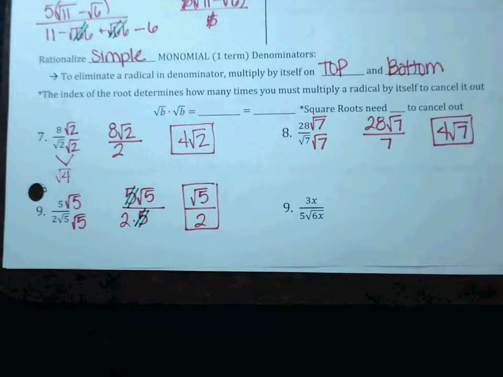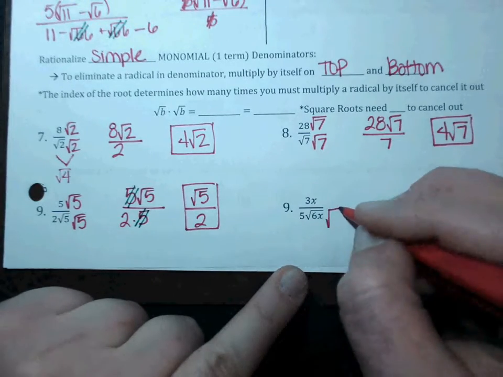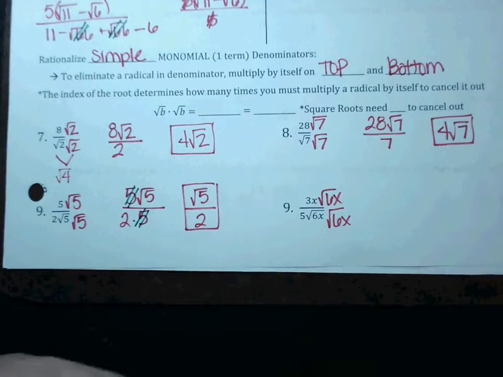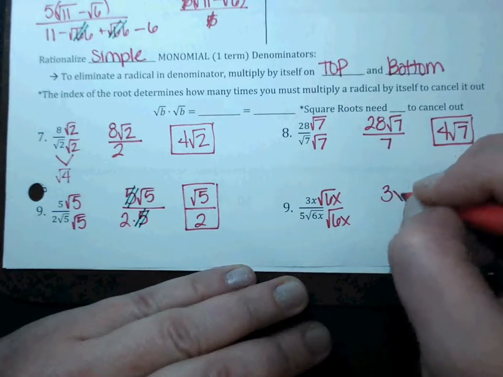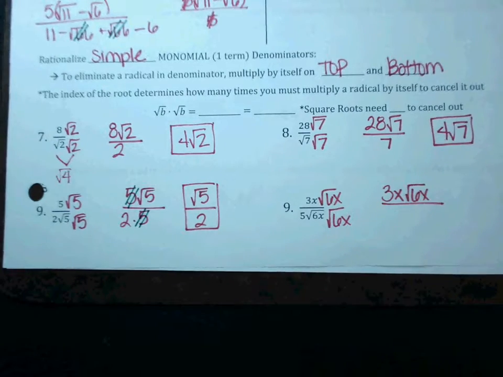Okay, one more like that. Okay, my 5 is not a problem because it's not under a house. My 6x is. So I'm going to multiply on top and on bottom. On top, I have a 3x square root 6x. Now, why can those not go together? 6x is in a house, 3x is not. So they can't go together, they have to stay separate.